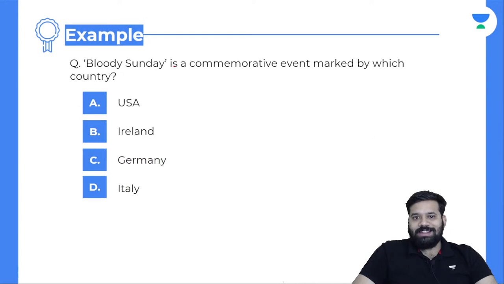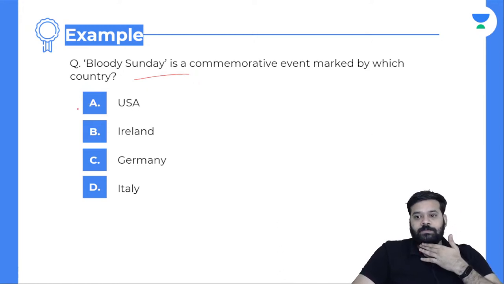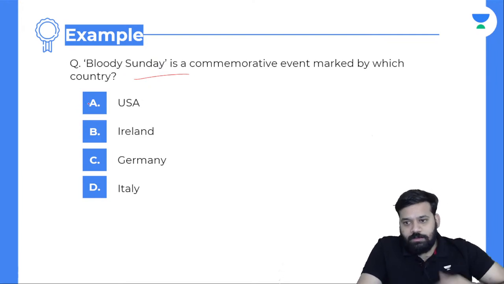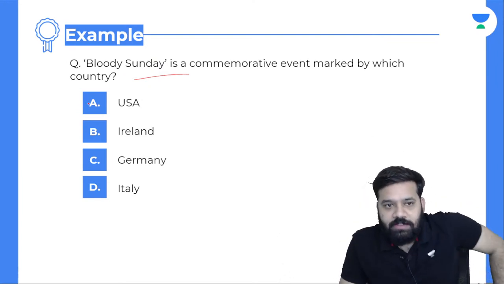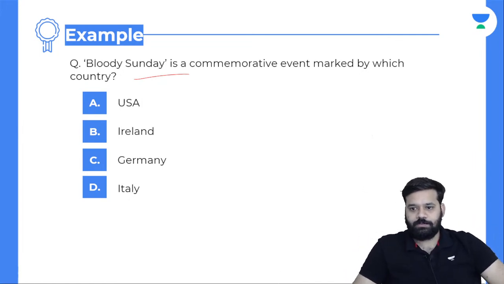Okay. Bloody Sunday is a commemorative event marked by which country? Bloody Sunday. USA, Ireland, Germany or Italy? This is an event marked by which country? Bloody Sunday is a commemorative event marked by which country? Okay. Continue, Himanshi and Shiva.